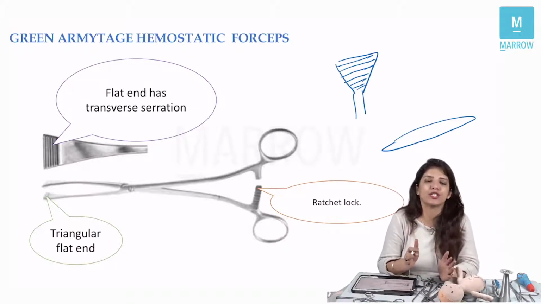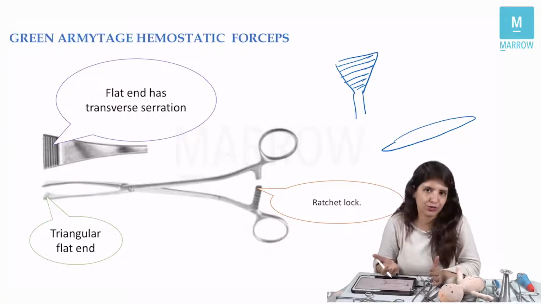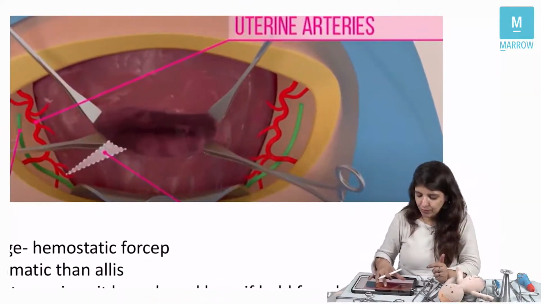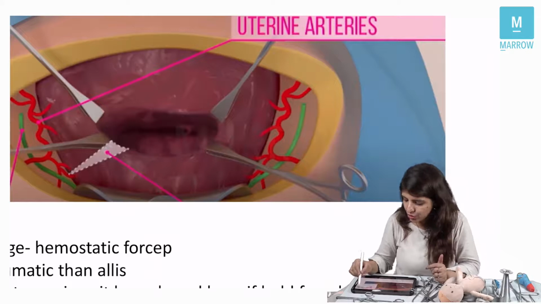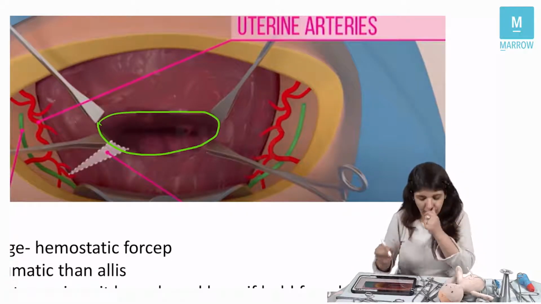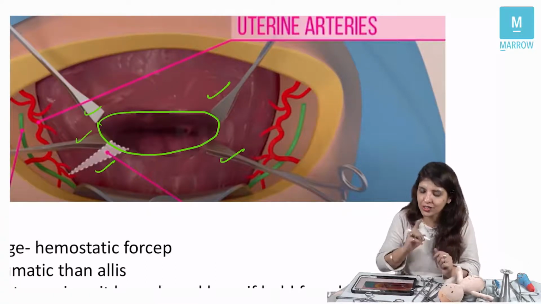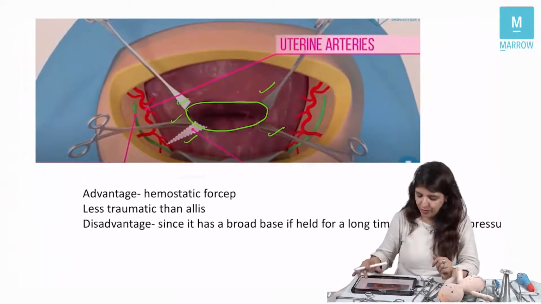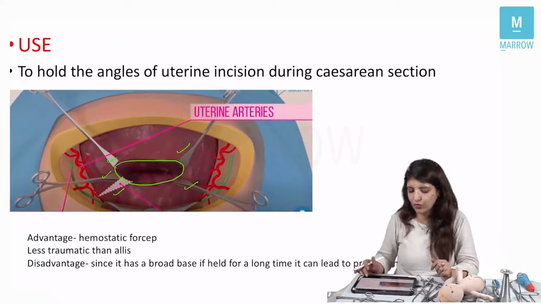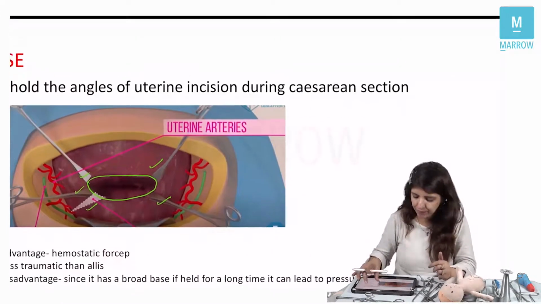If Green Armytage is held for a very long time, then it can lead to pressure necrosis, right? So, I want you to look at this image here. This over here is a uterine incision which was given, and you can see that the ends of the uterine incision are held by Green Armytage. It is used to hold the angles of the uterine incision during cesarean section, and it is a hemostatic forceps, right?